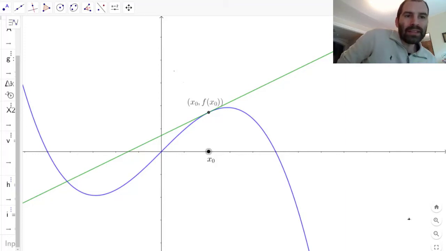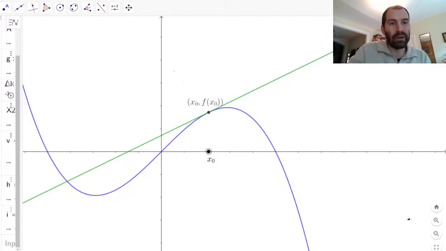Hi there. In this video, we're going to be talking about tangent planes for multivariable functions. And so, wait, you may say, what is this picture about? This looks like a tangent line. So yes, we're going to start with the idea of a tangent line just to get some motivation for how this is going to work.